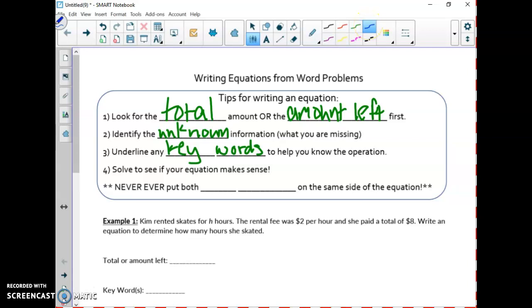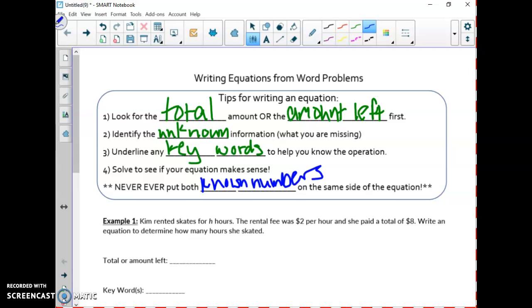Now, something that you have to remember is you should never ever put both of your known numbers on the same side of the equation. Okay? So there's always going to be two numbers in these word problems. You never want to put both of them on the same side of the equation. That's the fifth grade way of solving equations. We're no longer fifth graders. We are sixth graders, and so we want to do it the sixth grade way.